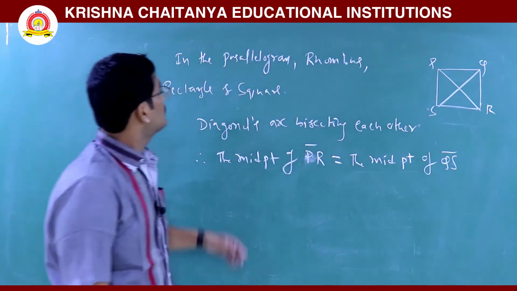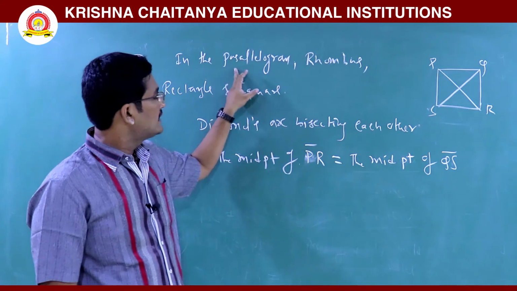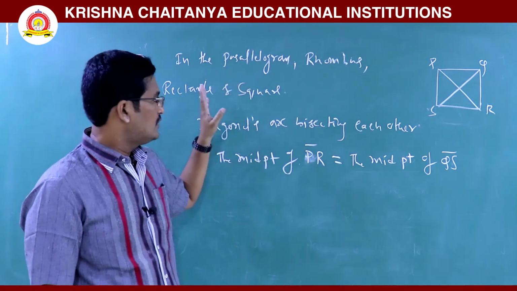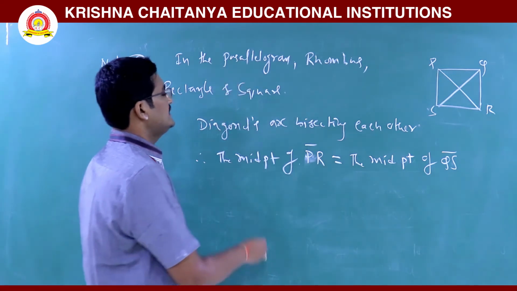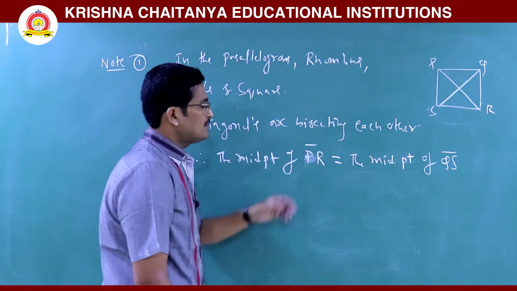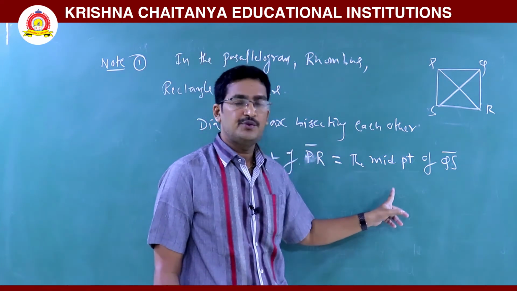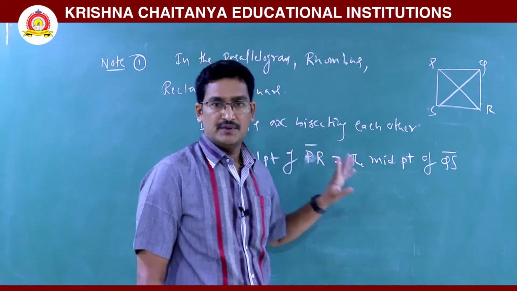In all four quadrilaterals, parallelogram, rhombus, rectangle, and square, you can take any one of these four. In that one, this is a must: diagonals are bisecting each other. That means the midpoint of PR bar is equal to the midpoint of QS bar. You have to remember this one.